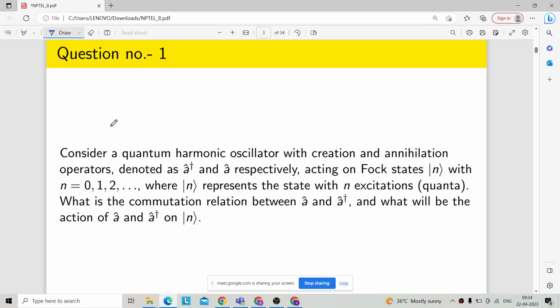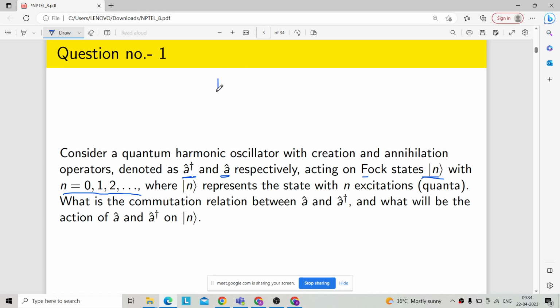considering quantum harmonic oscillator with creation and annihilation operators denoted by A dagger and A. So these are the creation and annihilation operators for this quantum harmonic oscillator system. So they are acting on Fock state n, where this n goes from 0, 1, 2, 3 and so on. So what does this n 0, 1, 2, 3 mean?